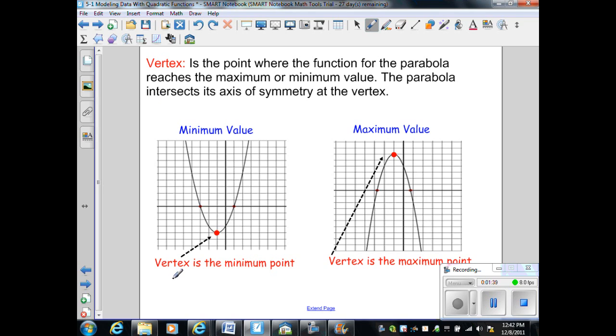And here it's identified where my parabola is pointing up. I have a vertex that is a minimum value, the lowest y value in our parabola. Here I've identified a parabola that opens downward, and I have a vertex, but this vertex is the maximum value or the largest y value in my parabola.